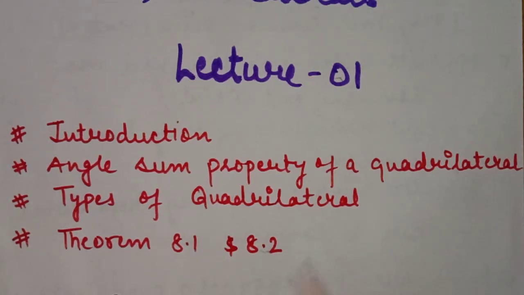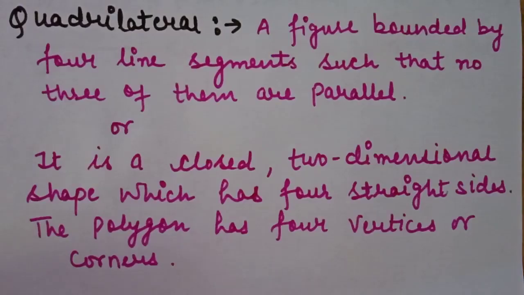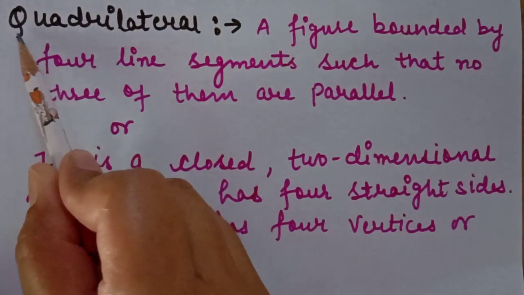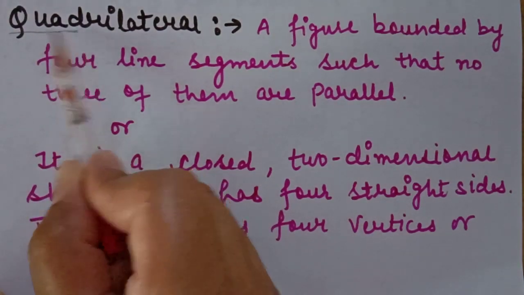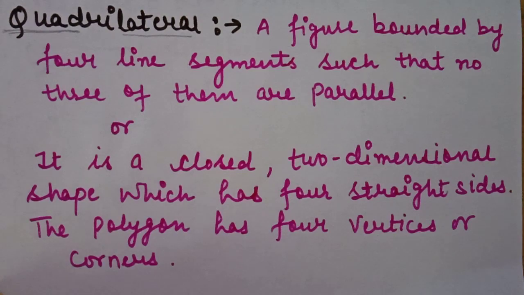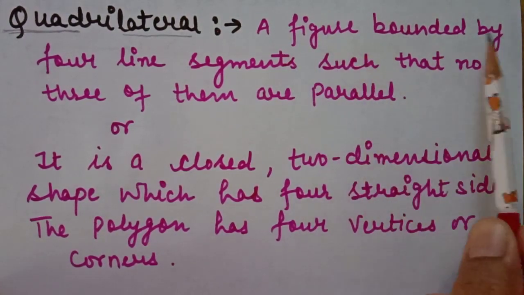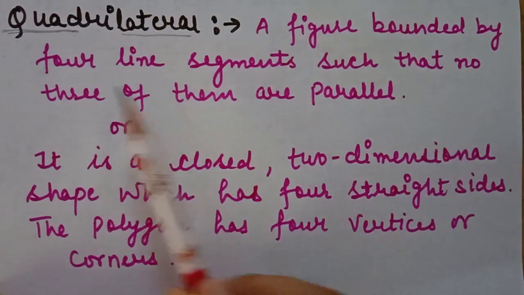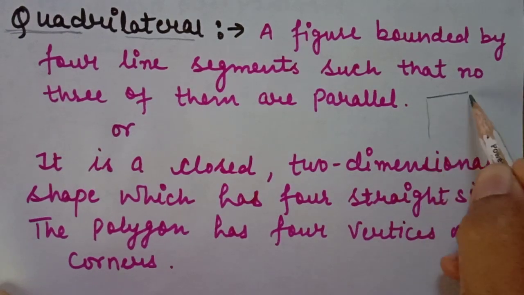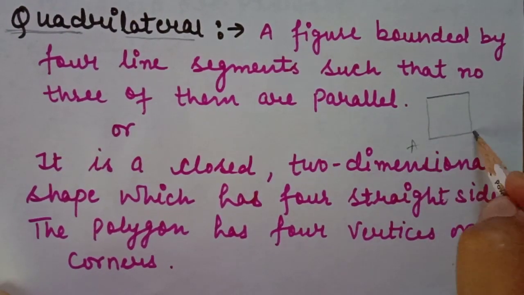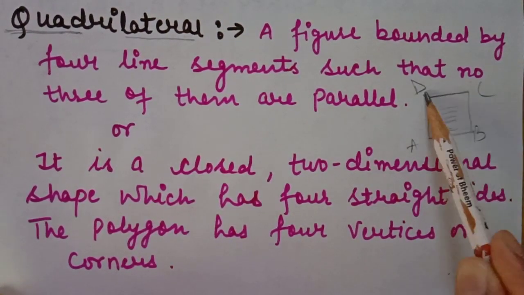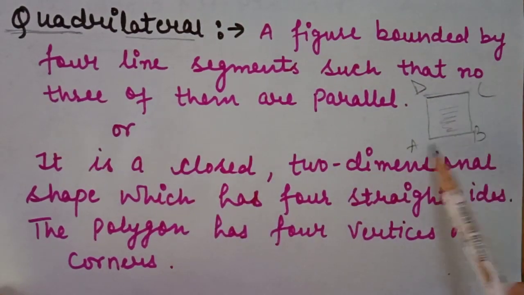So students, we will start our lecture with quadrilateral. The word quadrilateral means: quad means 4, and lateral means sides. So it is a figure bounded by 4 line segments such that no 3 of them are parallel, because we have a quadrilateral like this. We have a quadrilateral like this, a figure bounded by 4 line segments such that no 3 of them are parallel to each other.